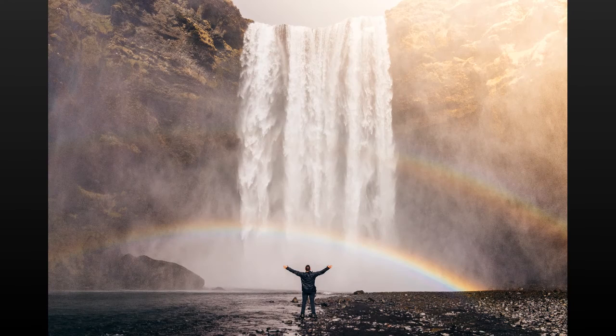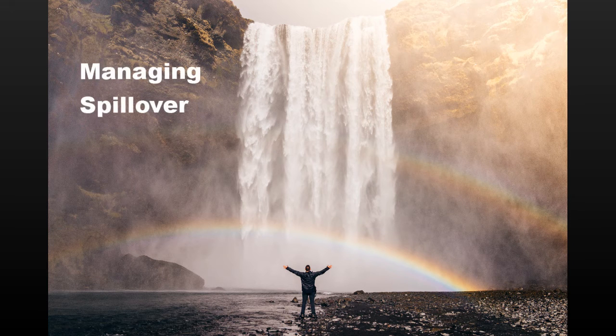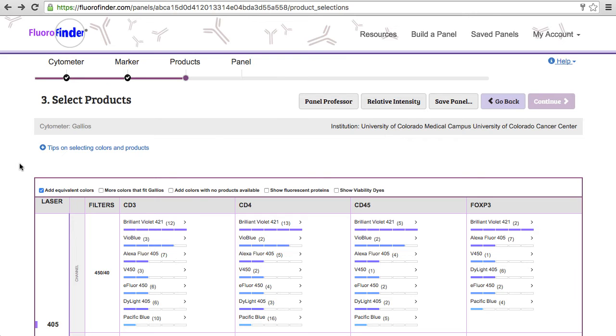One of the biggest challenges when designing a flow cytometry experiment, especially a large panel, is managing spillover. This video tutorial will show you how you can minimize your spectral overlap and compensation issues with FluoroFinder. FluoroFinder has a lot of intelligence baked in for product selection.